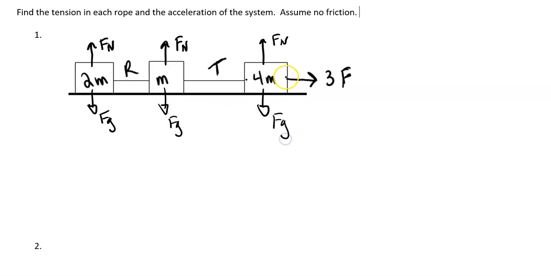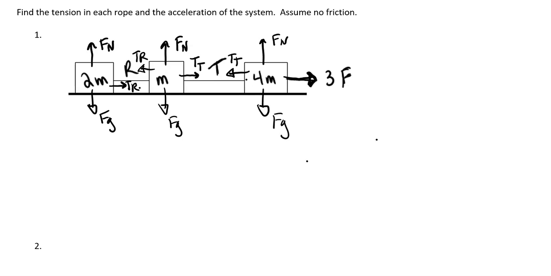Okay, so for block 4M, we have a 3F pulling force to the right. We have this rope tension, I'll call it TT, pulling to the left. For block M, the tension force TT is pulling to the right. Block M is also attached to rope R, which is going to pull to the left. And rope R is going to pull block 2M to the right. Cool. So we have our good old free body diagram on each individual thing.